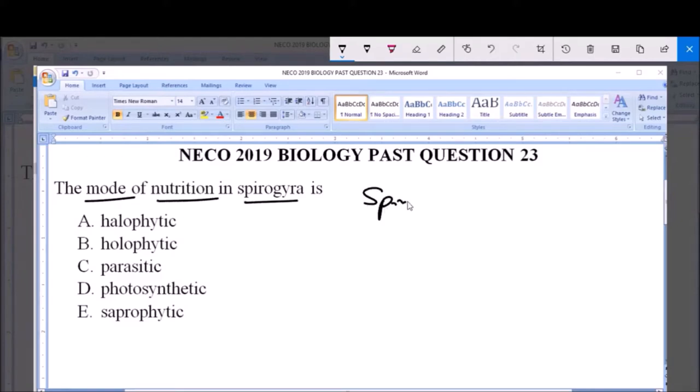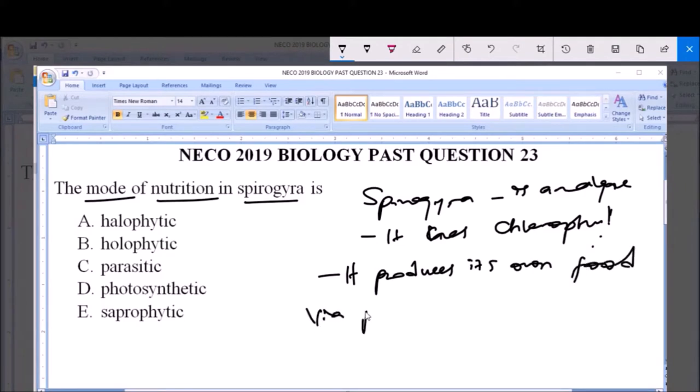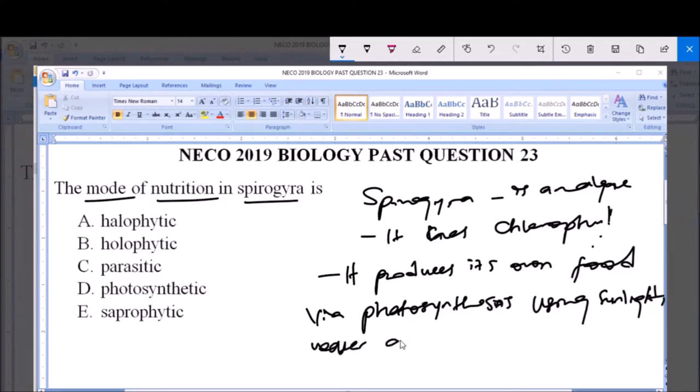And like we know, Spirogyra is an algae, and it has chlorophyll. Now Spirogyra produces its own food via the process known as photosynthesis, using sunlight, water, and chlorophyll.